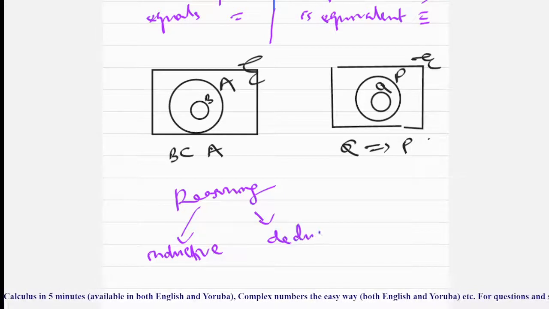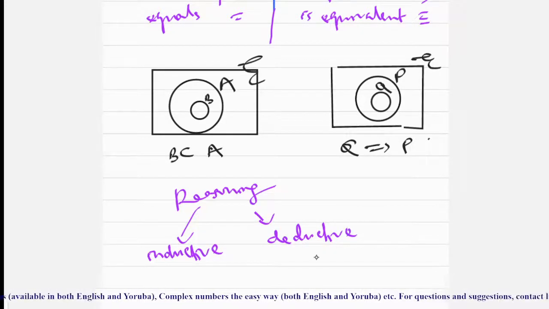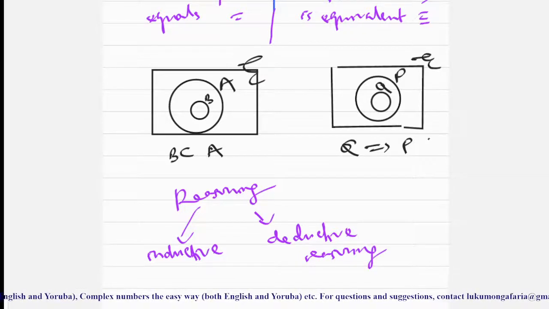Another type of reasoning we have, which we use most, is deductive reasoning. It is formulated from deduction, to deduce. Deductive reasoning is the process of showing that certain statements are accepted as true. So when you are talking of deduction, all the possibilities you are considering, it means you've exhausted them.